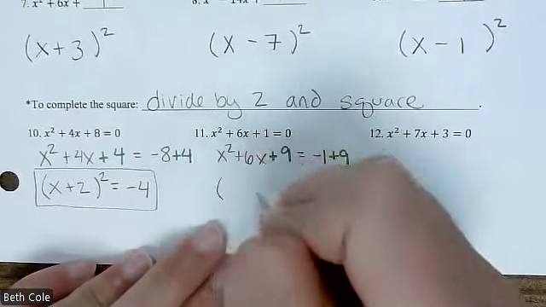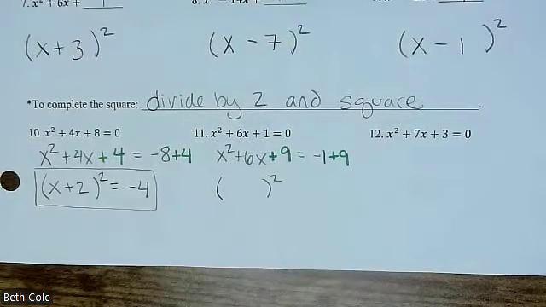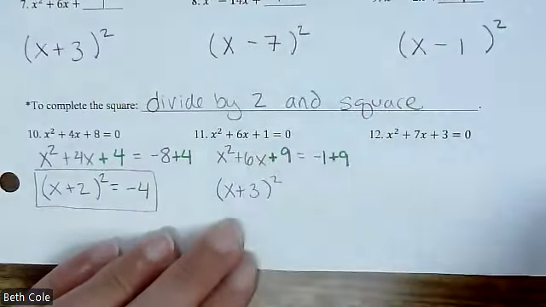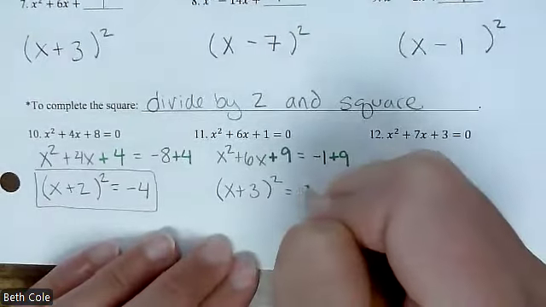And then the goal, this is the whole point of it, is to be able to write it as something squared. So what's going to go in that little blank there? Good. X plus 3 squared equals 8. Good.